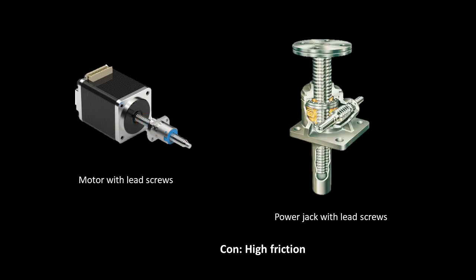Here's another example with power jack and lead screws. By rotating this horizontal helical gear, you'll translate this vertical screw up and down.